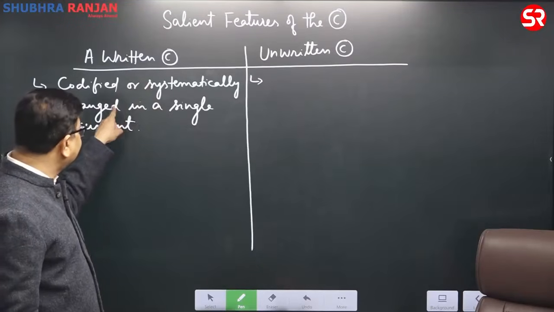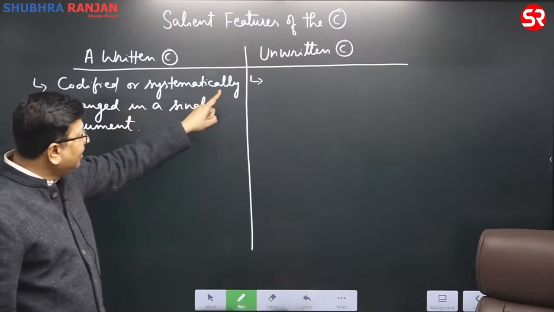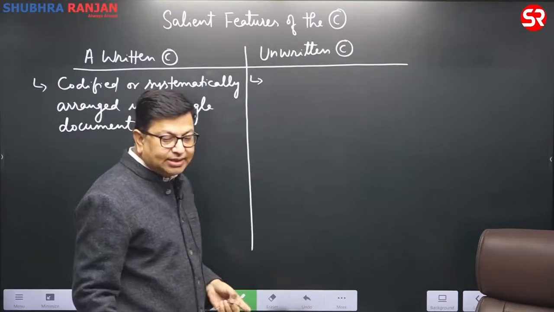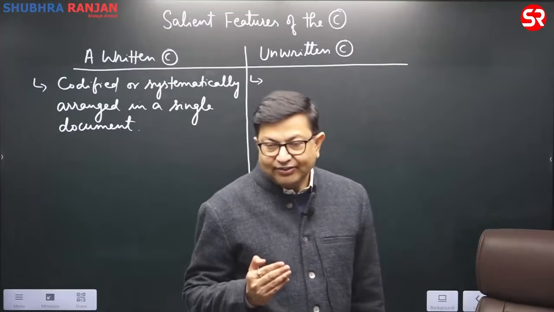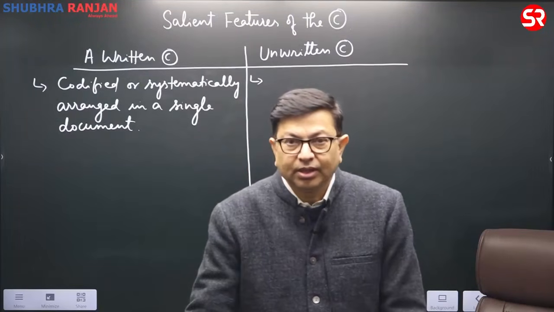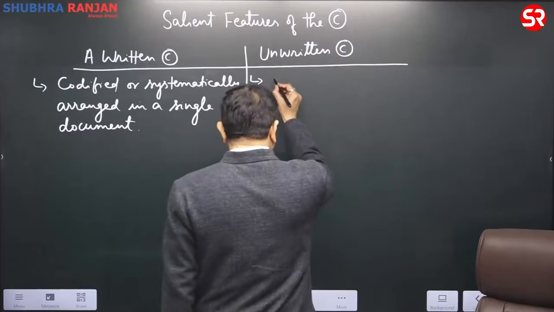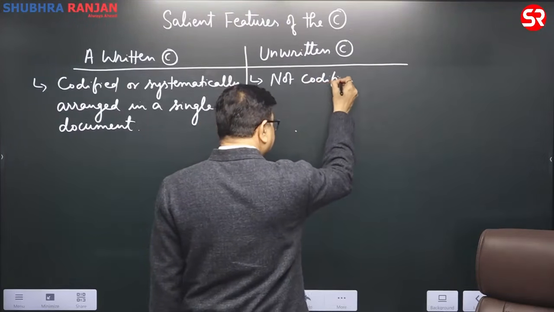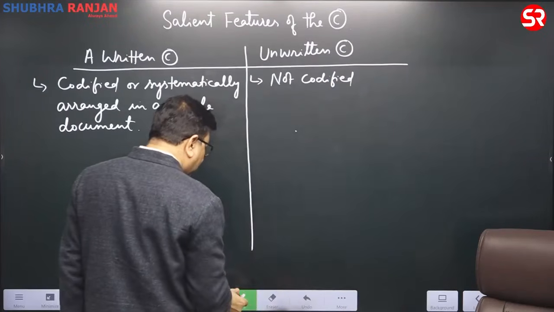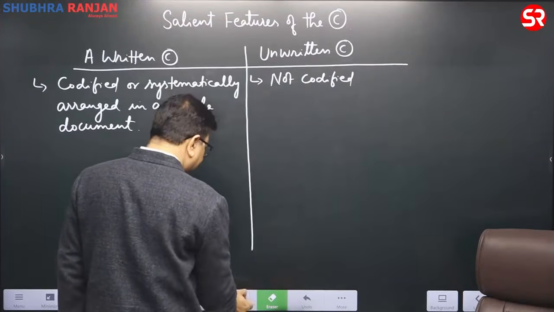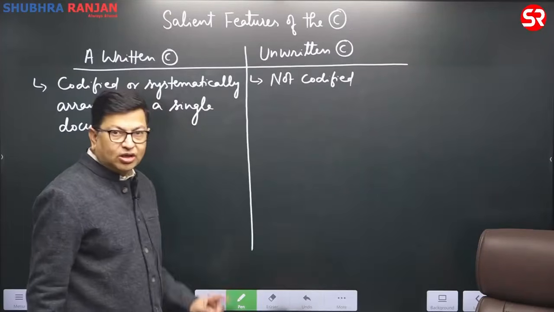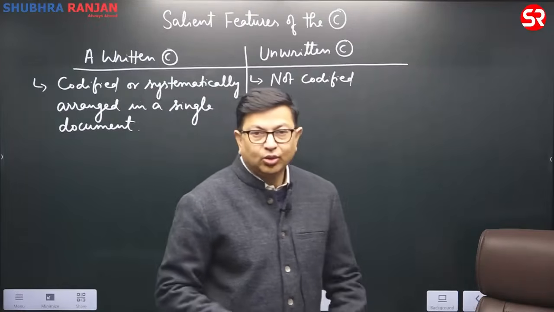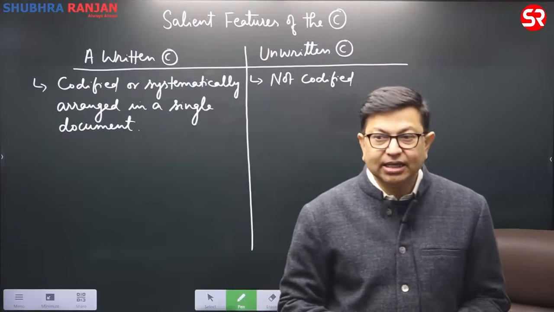So in a written constitution, the things have been systematically arranged in one document. When we say unwritten constitution, it does not mean that the provisions have not been written down, but they are not codified or systematically arranged in a single document.